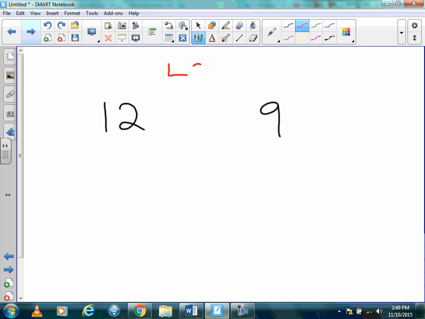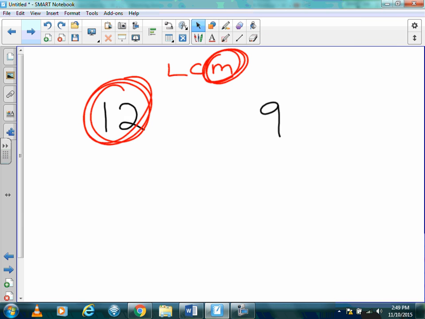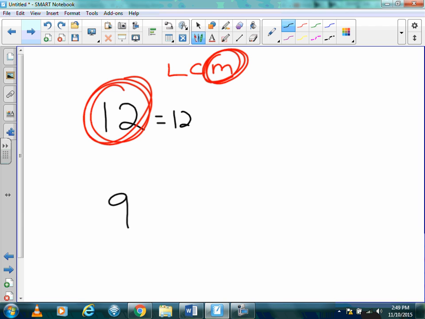Least common multiple. Multiples are big, so let's start with the big number. The multiples of 12 are pretty easy. 12, 24, 12 times 3 is 36. I think we got a winner. 12 times 4 is 48. I'm going to stop because I know my answer is up there.